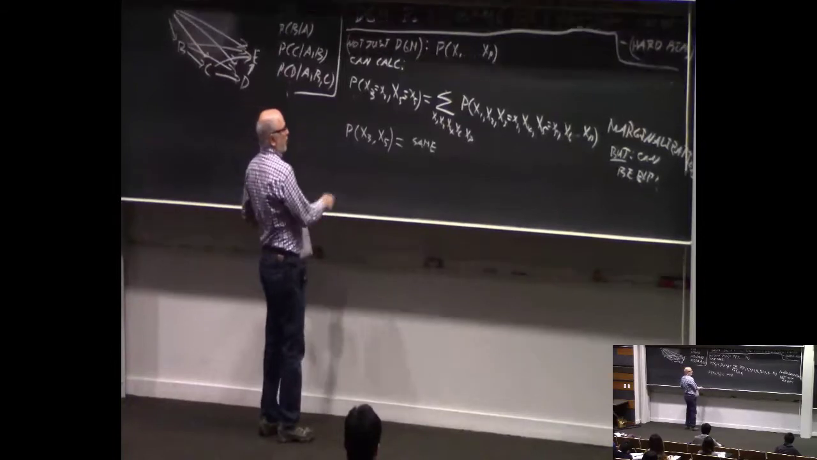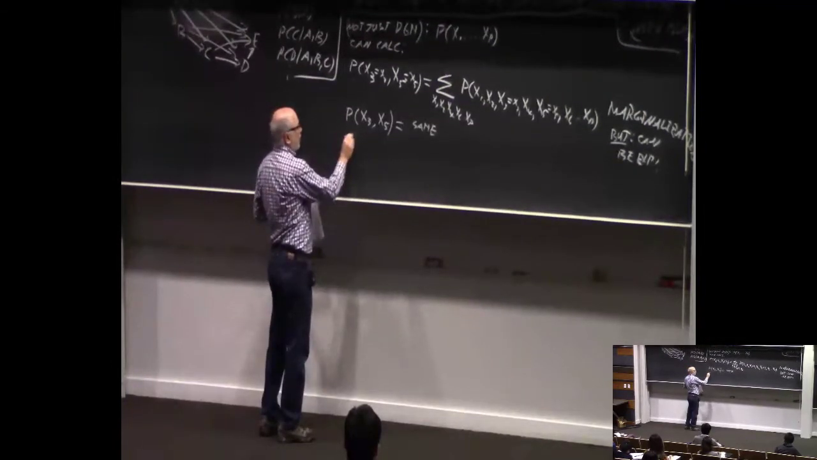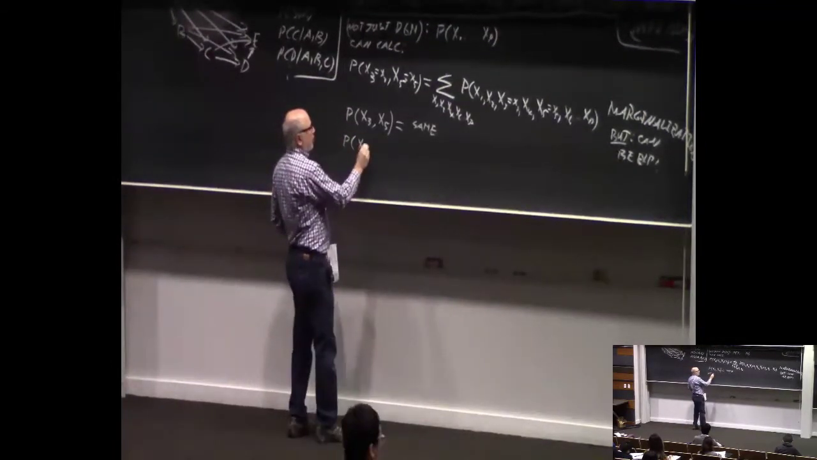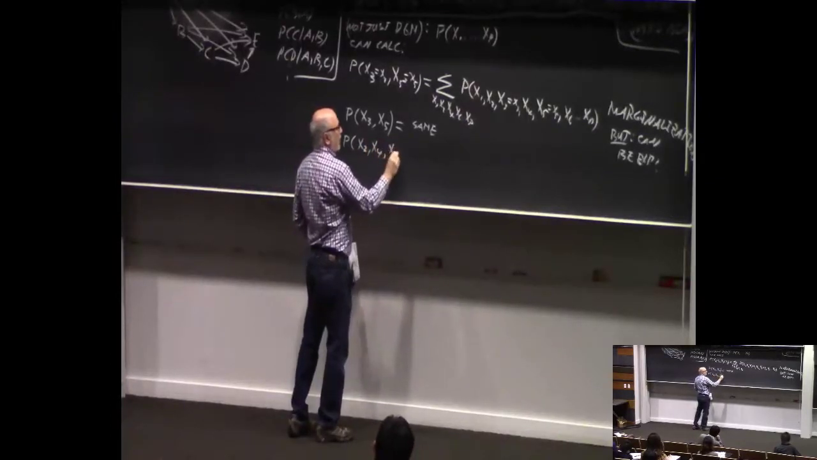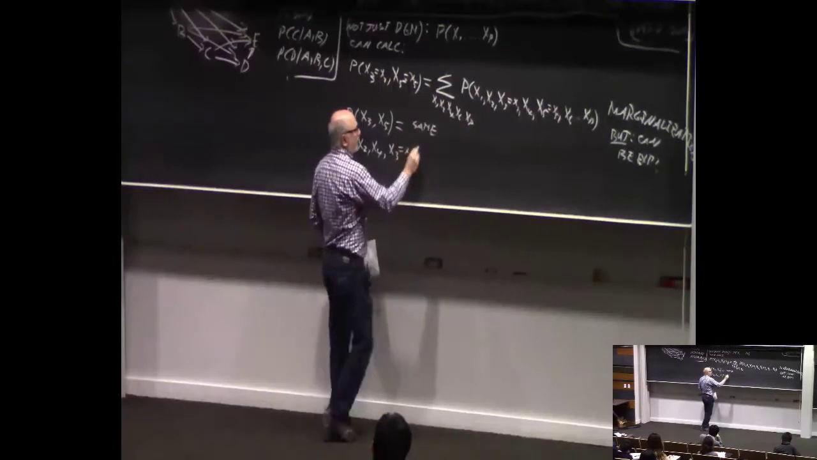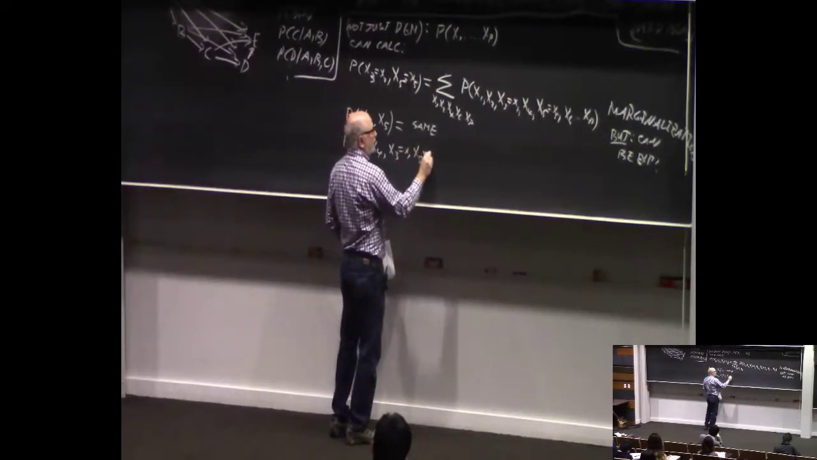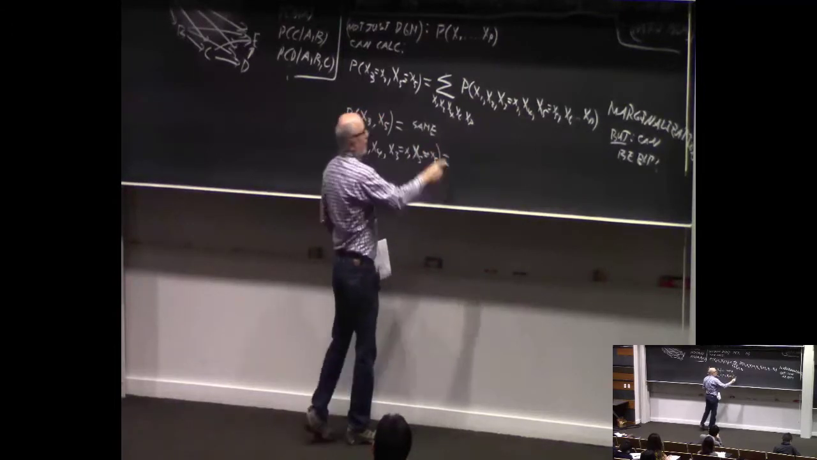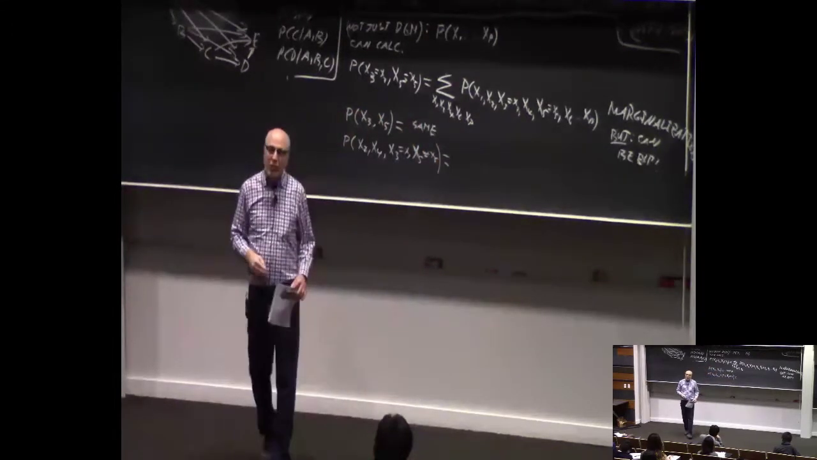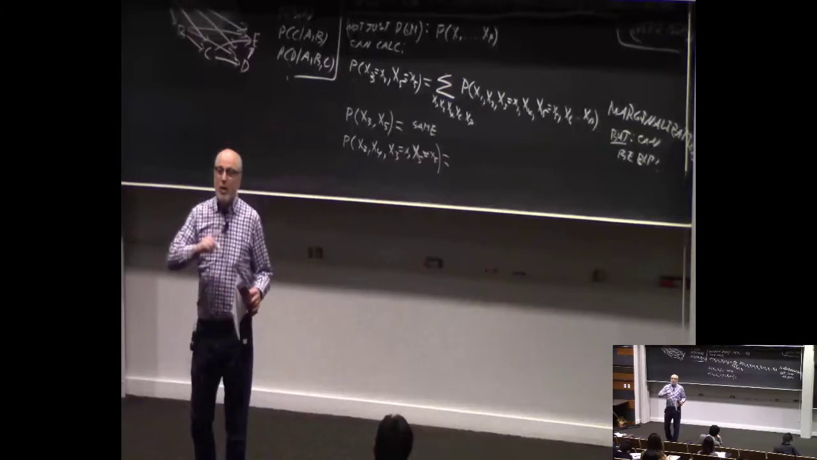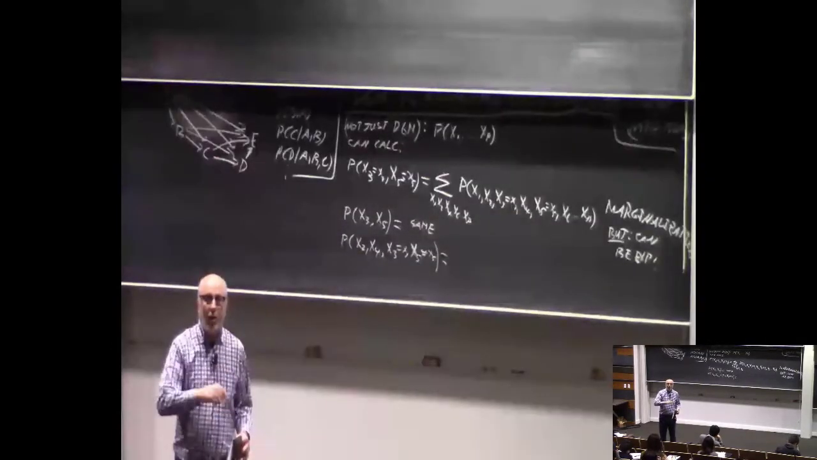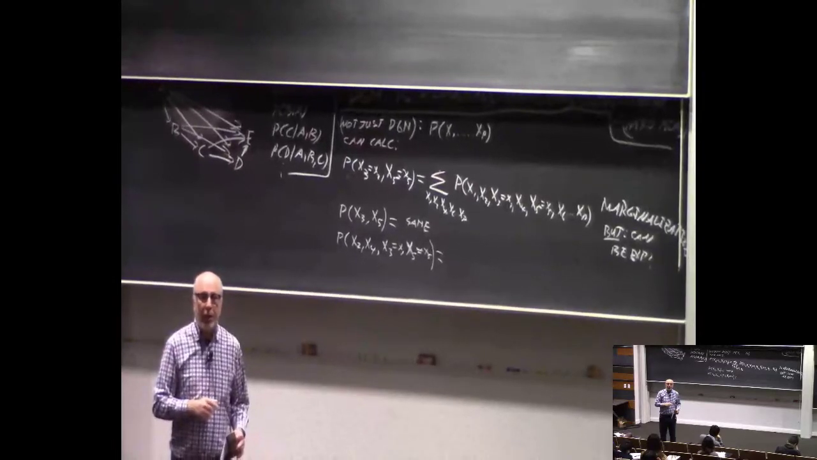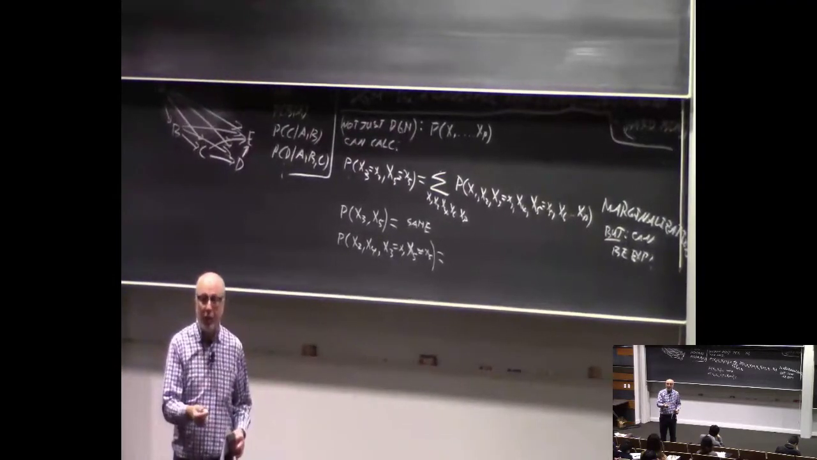And of course, you can also do things like a combination of the two, where you are interested in the probability of x2 and x4 under the conditions that x3 is some value and x5 is some value. And again, you can do it using this. So you specify some of the values, and you want to know the distribution over the others.